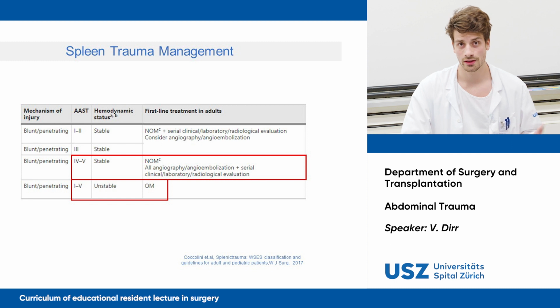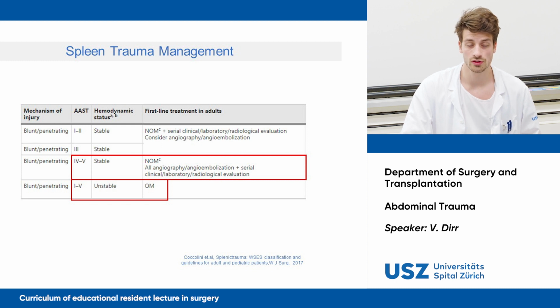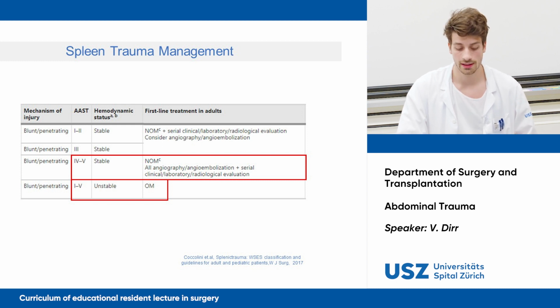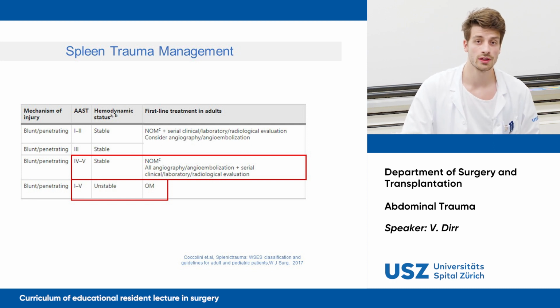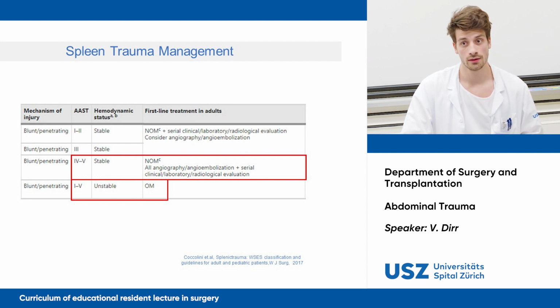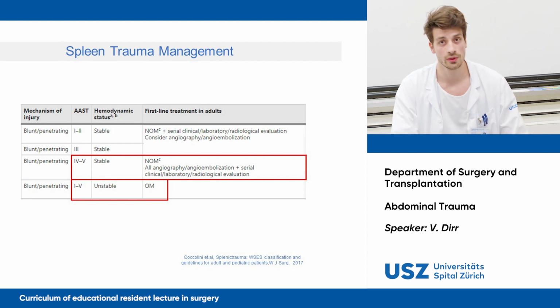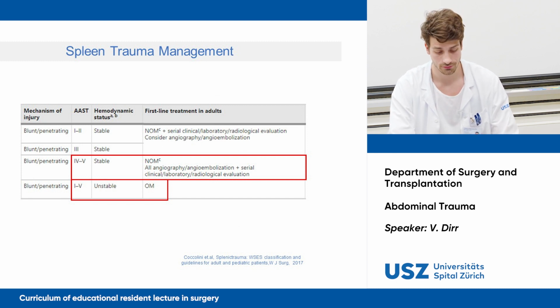So how can we manage these patients? It used to be that the higher the grade of the injury, the more likely we do the surgery. But new approaches say that it's more about the hemodynamic status of these patients. So even in high-grade injuries, we can have non-operative management of those. And on the other hand, in low grades, we can also have surgery indicated.